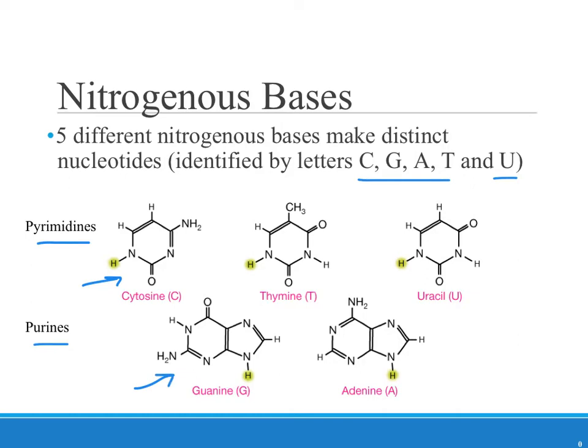So our C is cytosine, T is thymine, U is uracil, and this is only found in RNA, so this one is kind of the oddball out. It replaces thymine. Thymine is only found in DNA. The other 3 are found in both RNA and DNA. Out of our purines, we have guanine and adenine.